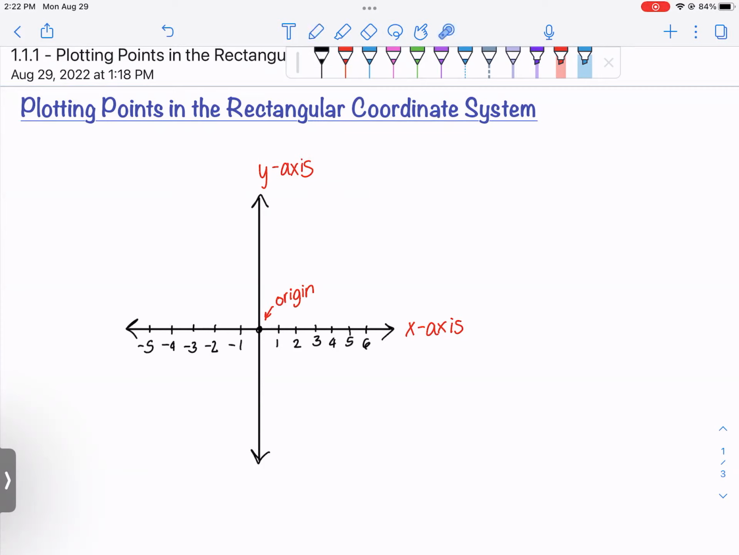So the x-axis gets more and more positive as you go to the right. It goes negative as you go to the left. For the y-axis, those values are going to get more and more positive as we go up, and the negatives are going to be down below here. We'll get more and more negative as we go down. So we'll just put some numbers on here.